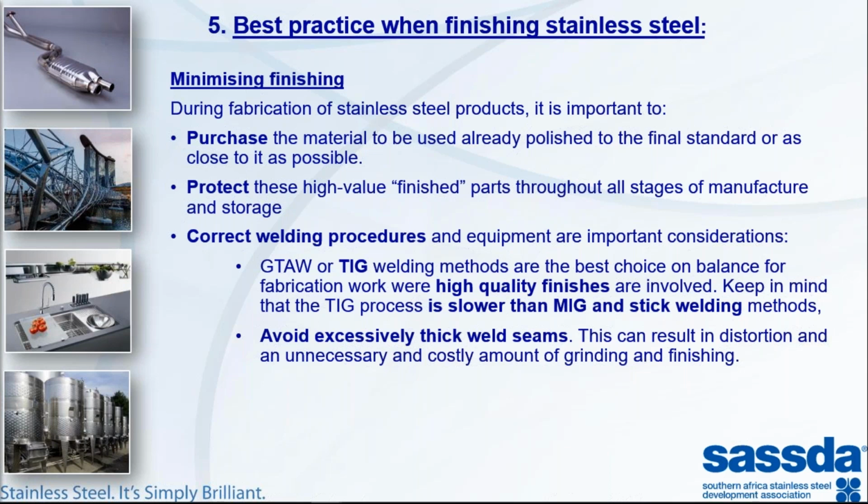Then also the correct welding procedures and equipment is important. When it comes to high quality finishes, the TIG welding method is unbeatable. But remember, TIG welding is slower than MIG or stick. So you might save on the polishing, but you will spend more time on the welding. So once again, it's a cost decision that you've got to make, how you will balance it.